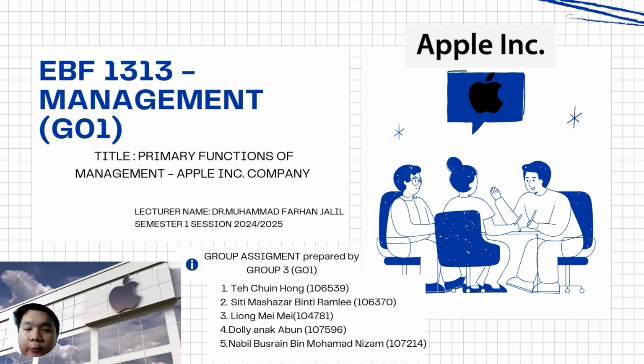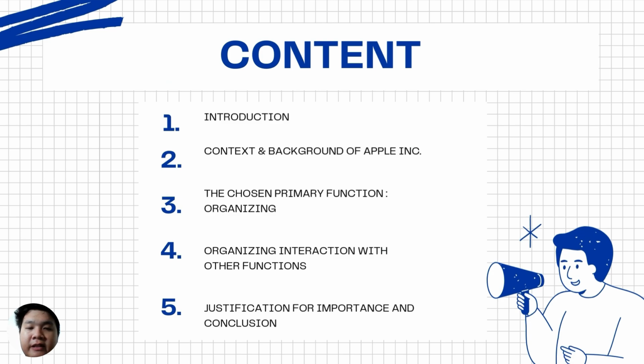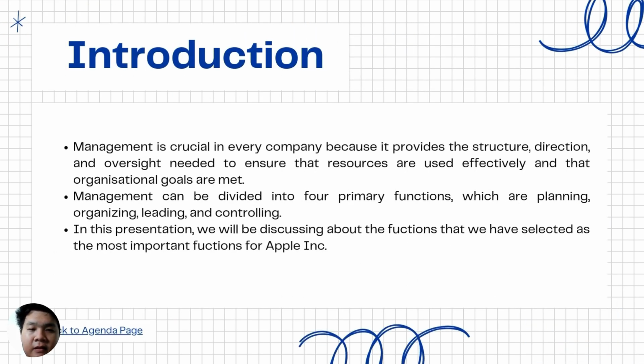Farhan. So today, we will be presenting our slides with the title Primary Functions of Management for Apple Incorporated. These are the contents that we will be discussing in this video presentation. As we know, management is very important for every company because it provides the structure, direction, and oversight needed to ensure that resources are used effectively and that organizational goals are met. Management can be divided into four primary functions, which are planning, organizing, leading, and controlling. In this presentation, we will be discussing the functions that we have selected as the most important for Apple Incorporated.